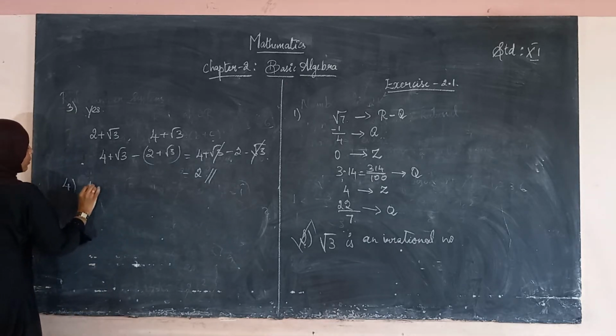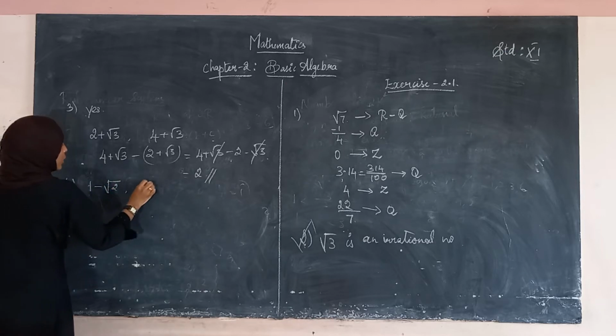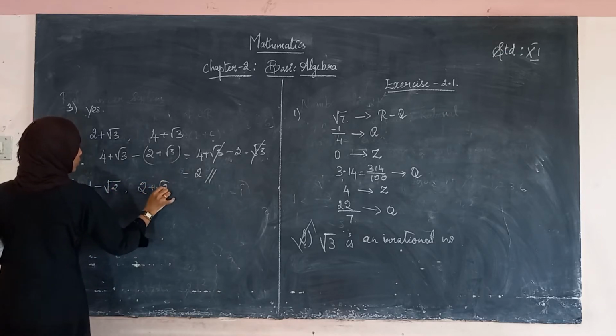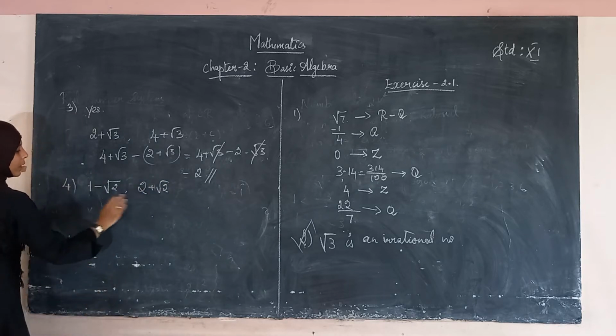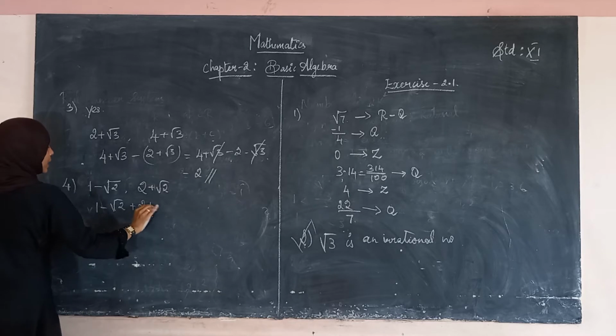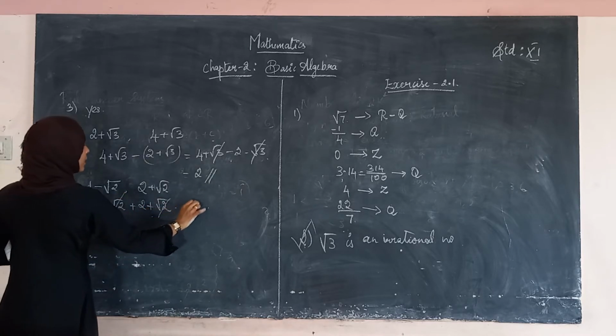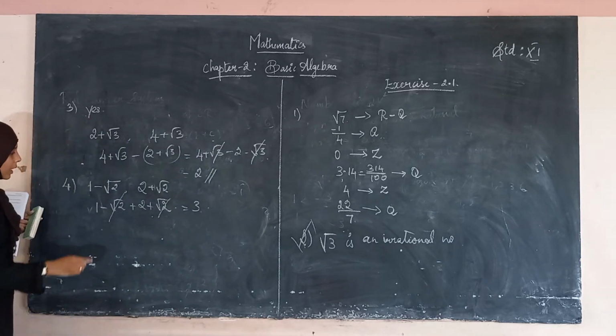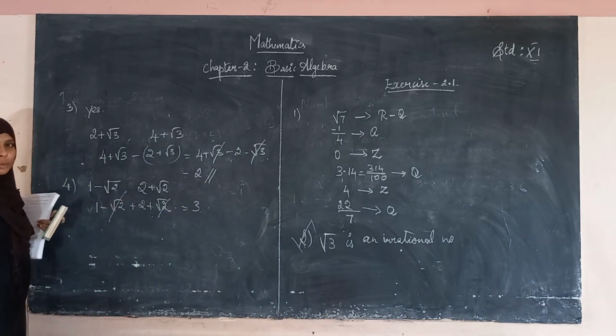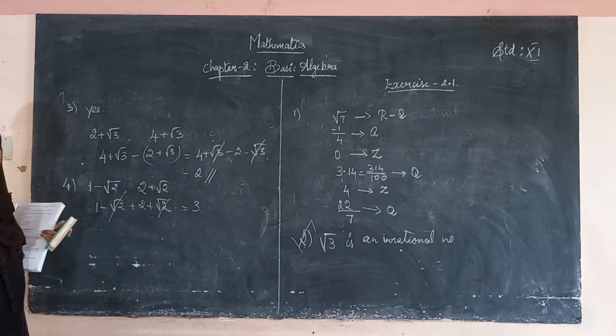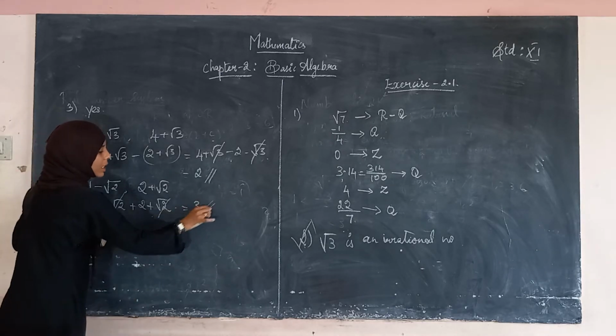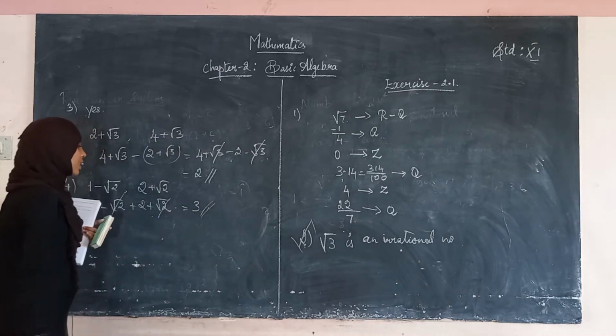See here, 1 minus root 2 and 2 plus root 2. Okay. Well, shall we add this? 1 minus root 2 plus 2 plus root 2. What happened? This and this gets cancelled. The answer is 3. Okay. Therefore, we have found two irrational numbers. When we add both irrational numbers, we will be arriving at a rational number. 3 is a rational number, right? 3 divided by 1. 3 is a rational number.